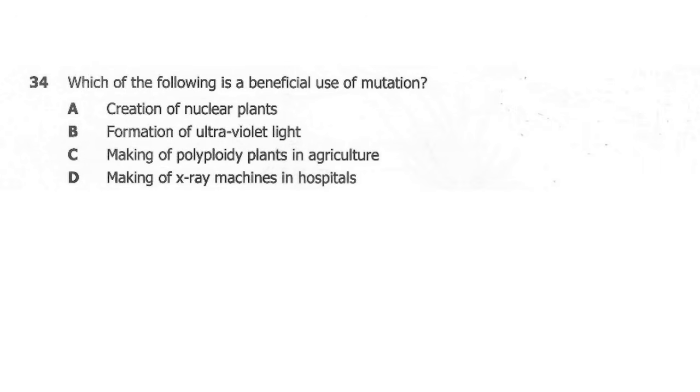Which of the following is a beneficial use of mutation? A, creation of nuclear plants. B, formation of ultraviolet light. C, making of polyploid plants in agriculture. D, making of X-ray machines in hospitals. What is the correct answer? Is it A, B, C, or D? Let me know in the comment section.